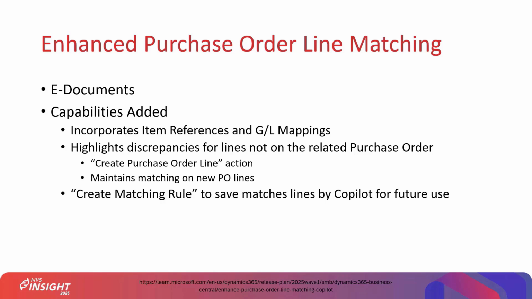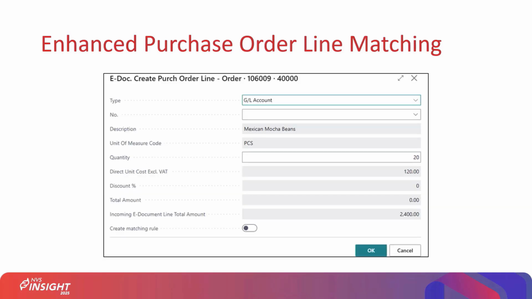And users can actually use a new action called Create Purchase Order Line to get these new lines added to the purchase order. The matching will also be maintained with those new PO lines matching to the invoice. There also will be a Create Matching rule to save any matches on lines by Copilot for future use. This is just a screenshot that Microsoft provided in their new release documentation to show the window for the eDocument purchase order line matching. And again, remember that this is for use with the eDocuments module and functionality.